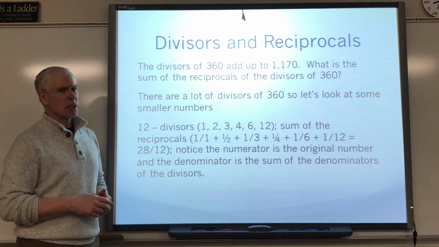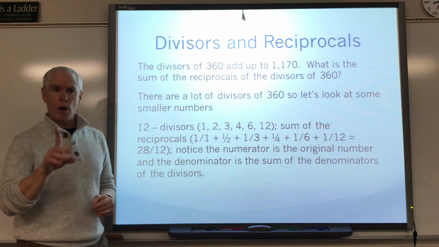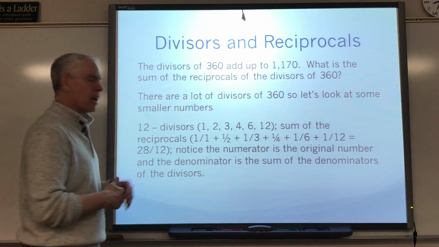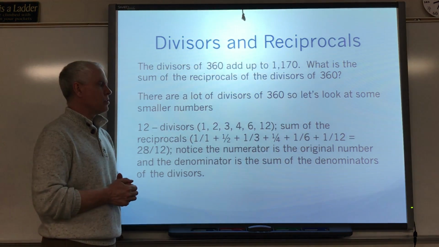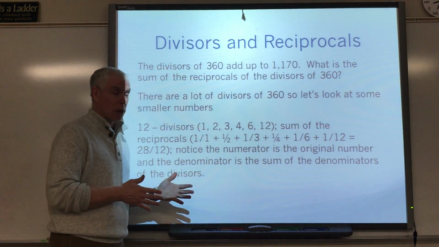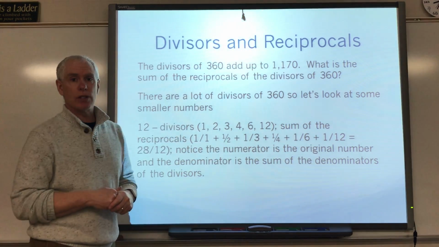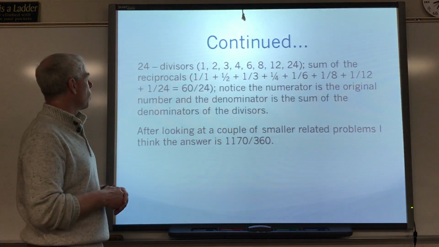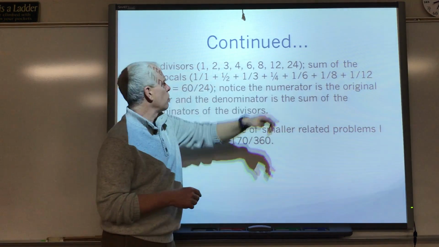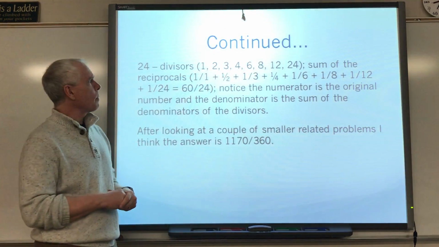Doing one example is not enough to convince me, though. I would pick one more number that I know has a reasonable amount of divisors, and I would try it again to see if that same thing works. And then I can go back to the original and just write the answer down. So let's try one more number, 24. Here's the divisors: 1, 2, 3, 4, 6, 8, 12, and 24.